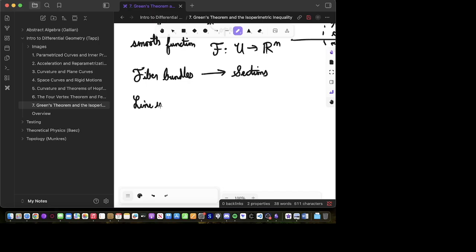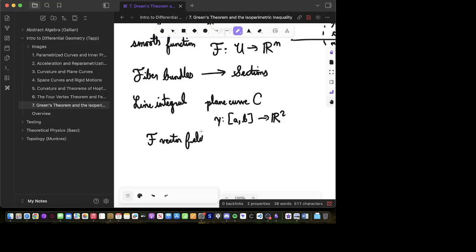Now let's talk about the line integral. So let's say we have a plane curve C parametrized by gamma from [a, b] to R2, and F is a vector field whose domain contains C. Then we define the line integral like so, and it is essentially the integral from a to b of the inner product of F of gamma of t and gamma prime of t, with dt as the differential.